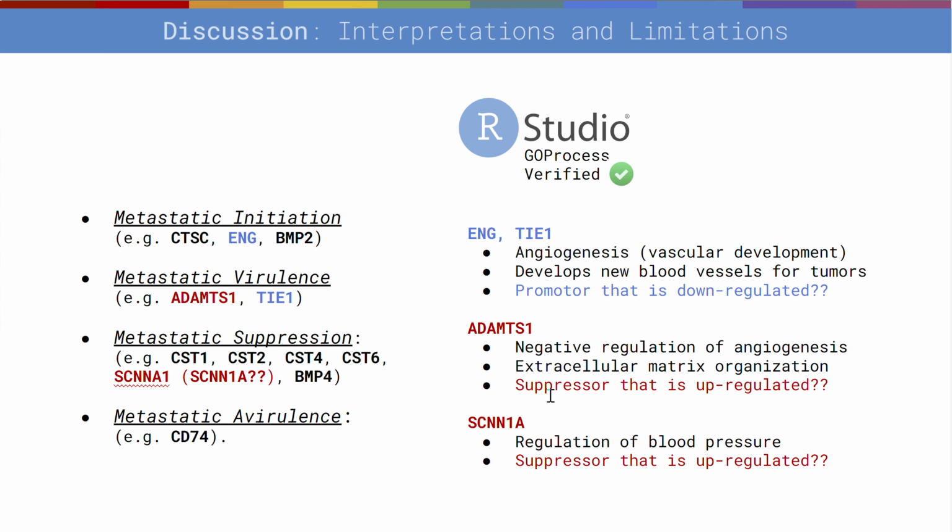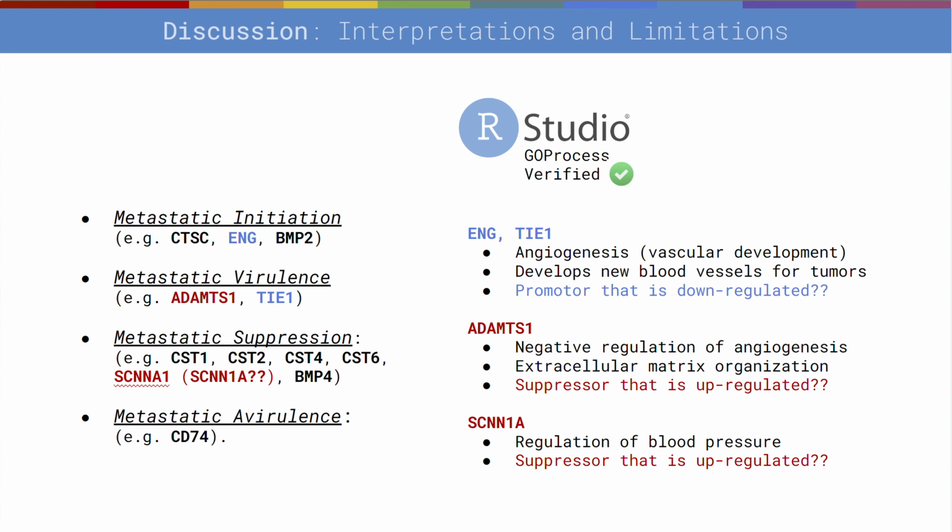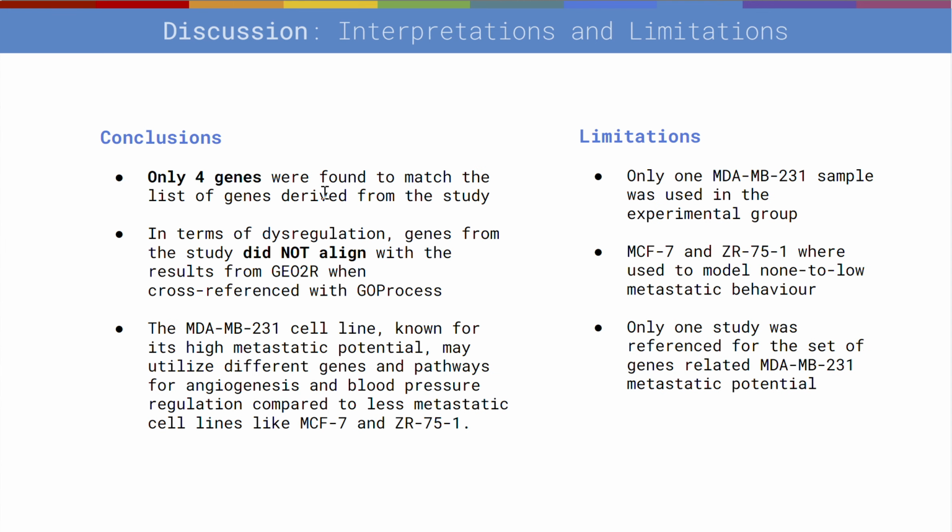So what I found out is that the functions of these genes aligned with the study, but the regulation was the total opposite. So I was kind of in a paradox here. Only four genes were found to match the list of the genes derived. So basically the ones in color here, I mean the four genes. And in terms of dysregulation, genes from the study did not align with the results from GEO2R, cross-referenced with the GO process column.